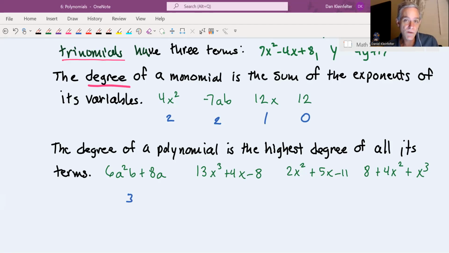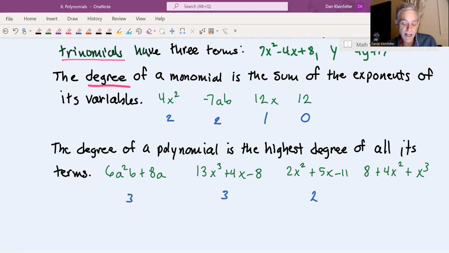13x cubed plus 4x minus 8. The highest exponent you see among those terms is the 3. This one is degree 3. 2x squared plus 5x minus 11. That one is degree 2.